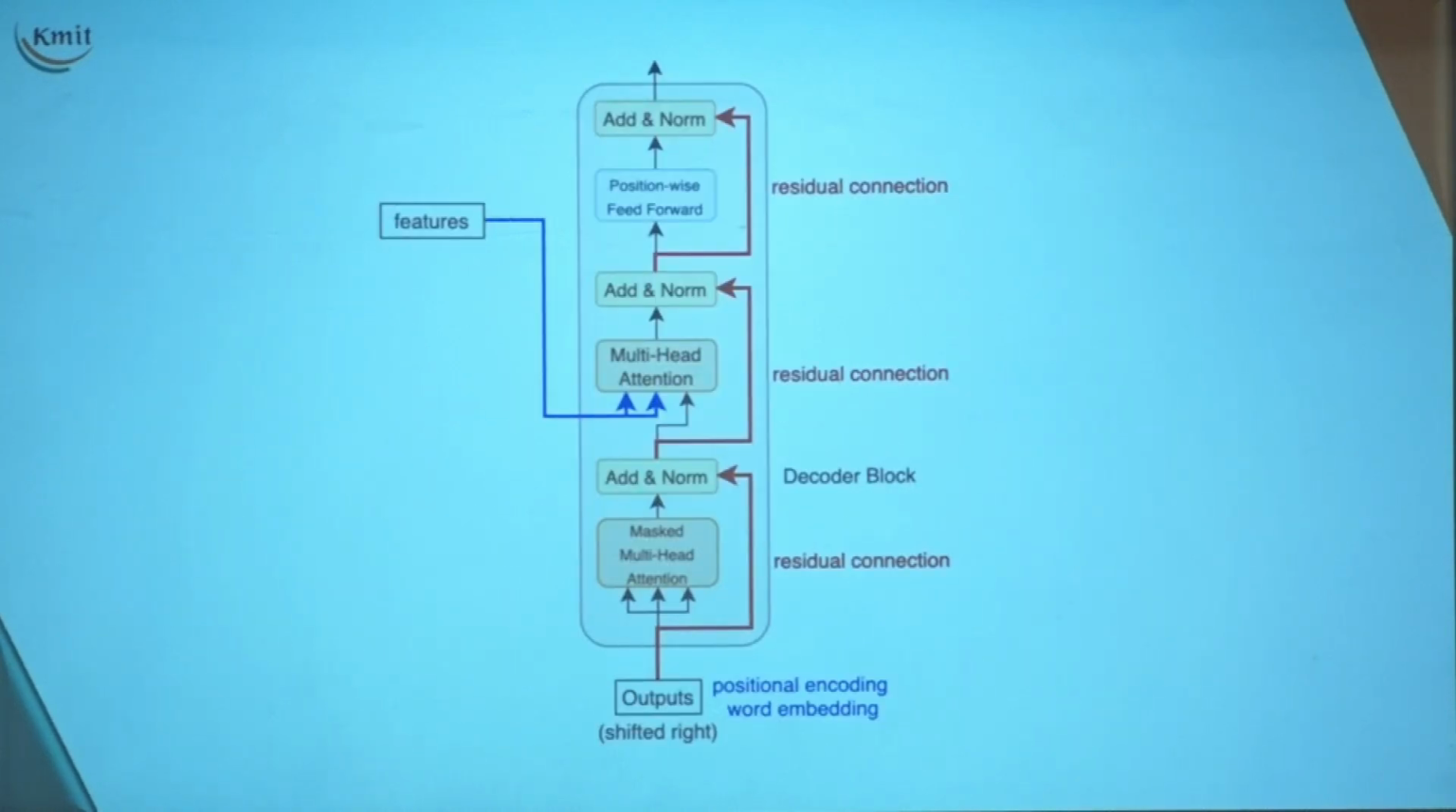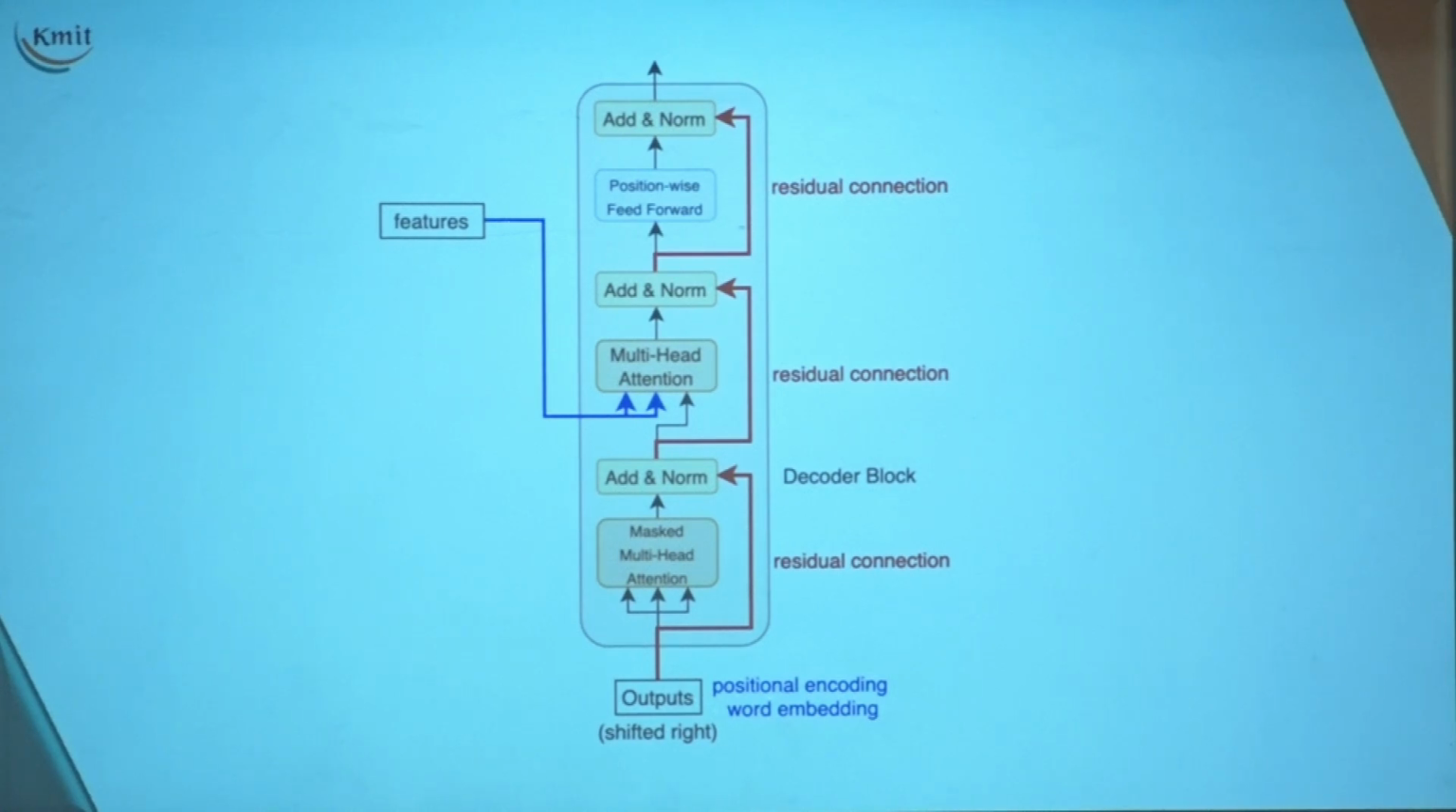Okay. Now look at this. What is this diagram? The decoder block. So what is there in the decoder block? The features are not given to multi-head attention alone. The features are given to multi-head attention, but it also takes what? Features along with the masked multi-head attention output, which would be the prediction.